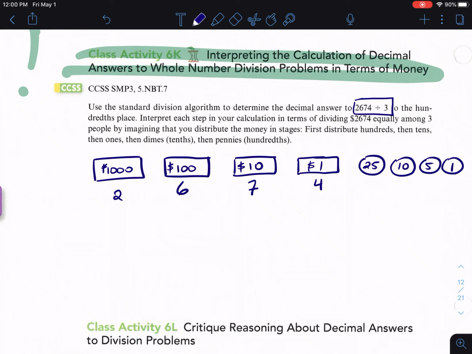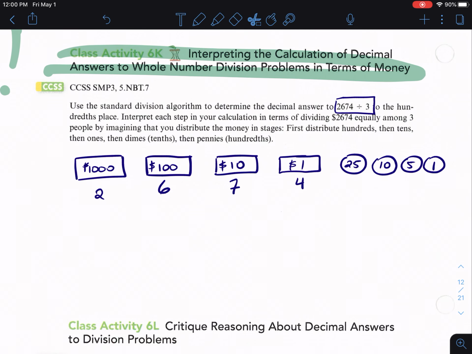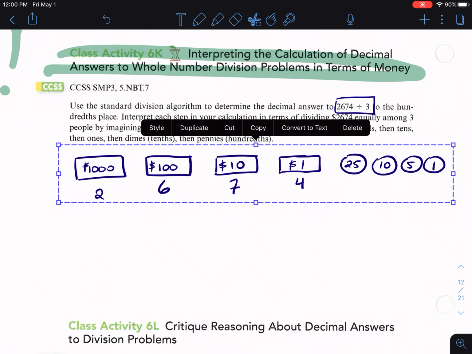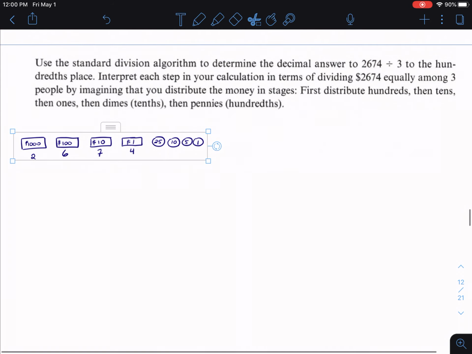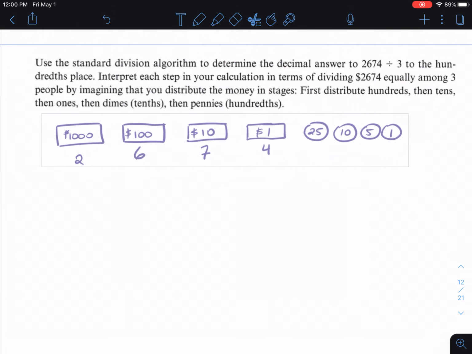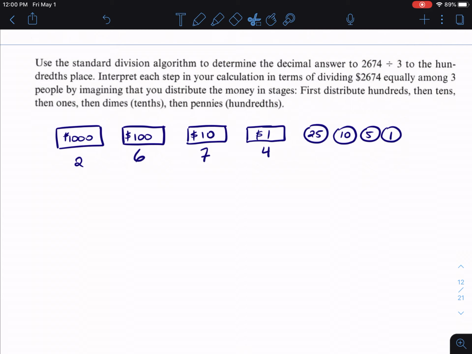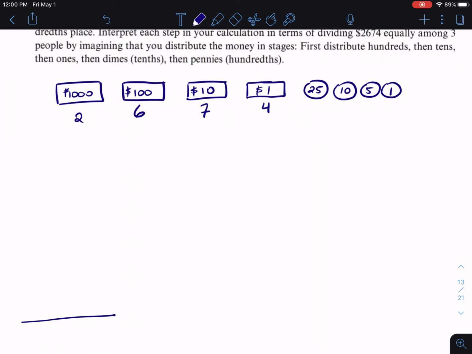Okay, so let's take a look at the situation where we might have to split up these denominations between 3 different people. So I'm going to copy this and give myself a little bit more room here. All right, so if we are trying to split this between 3 people, let me see, person 1, person 2, person 3.